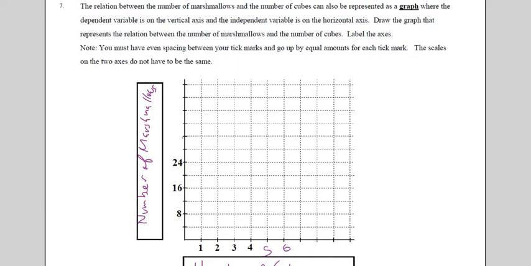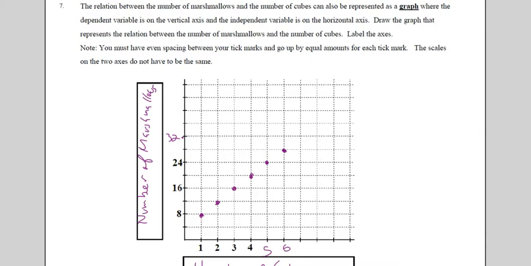What goes now? What goes up here? Okay, is that good enough? Do I need to go any higher? No. Okay, so 1 goes with 8. 2 goes with 12, 3 goes with 16, 4 goes with 20, 5 goes with 24, 6 goes with 28.